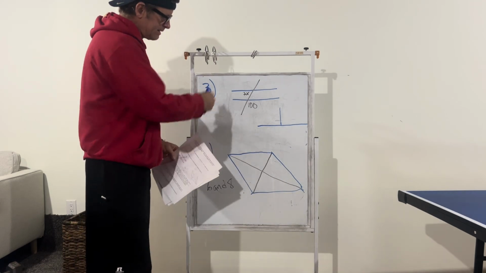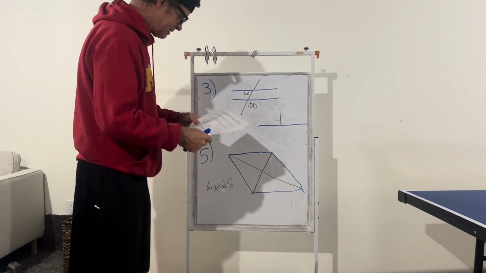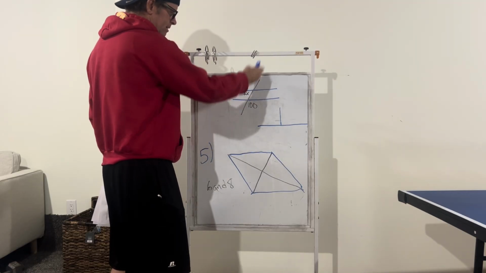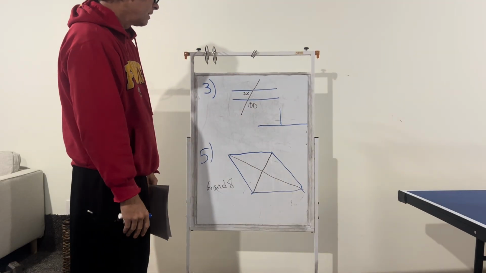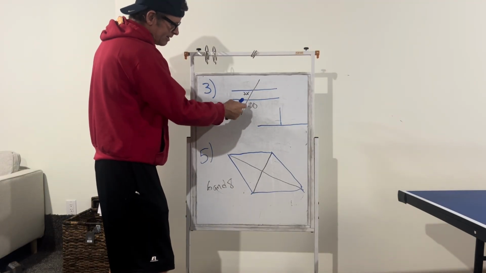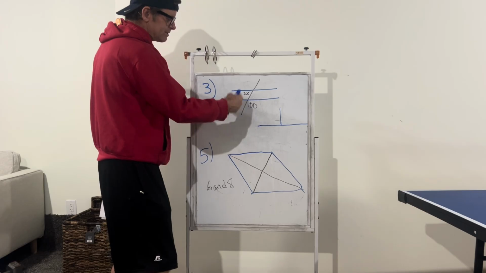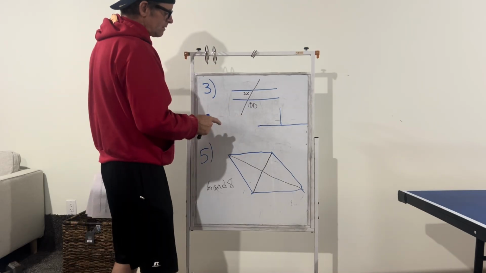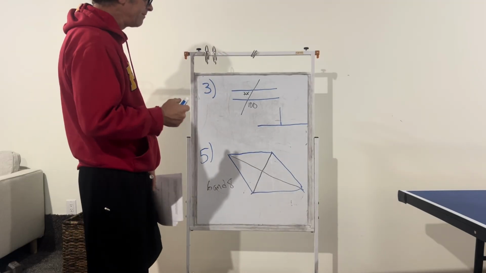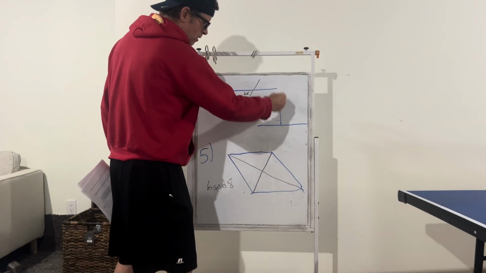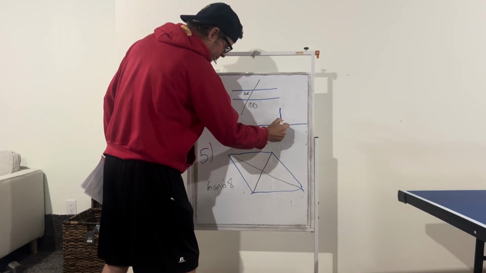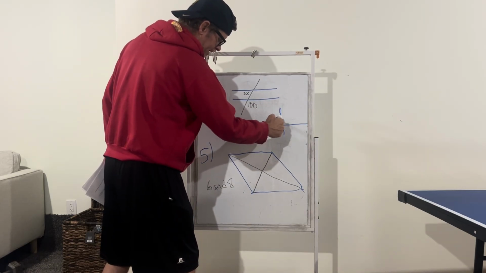On number 3, it's got different angles, but it says that there's a pair of parallel lines, and then another line that crosses it, and it's asking for the value of x. They have different equations and different variables, but this is the basic premise. Hopefully you know this, but anytime one line crosses another line, 2 angles are formed, there and there.